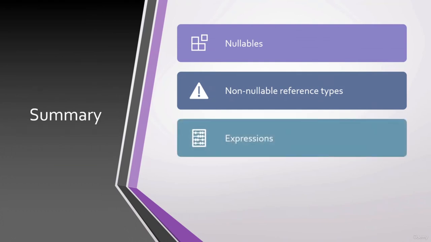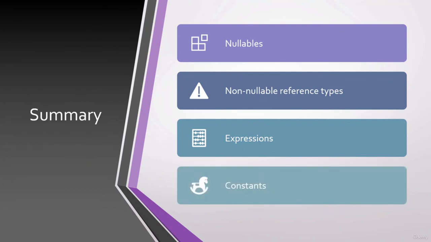Expressions allow us to perform operations on the data we have in our application. So, for example, we can add variables. Constants allow us to define values which do not change. This is useful for when we need to give a value a name, like pi, which is approximately 3.14, but we don't want that value to be able to change in the future.